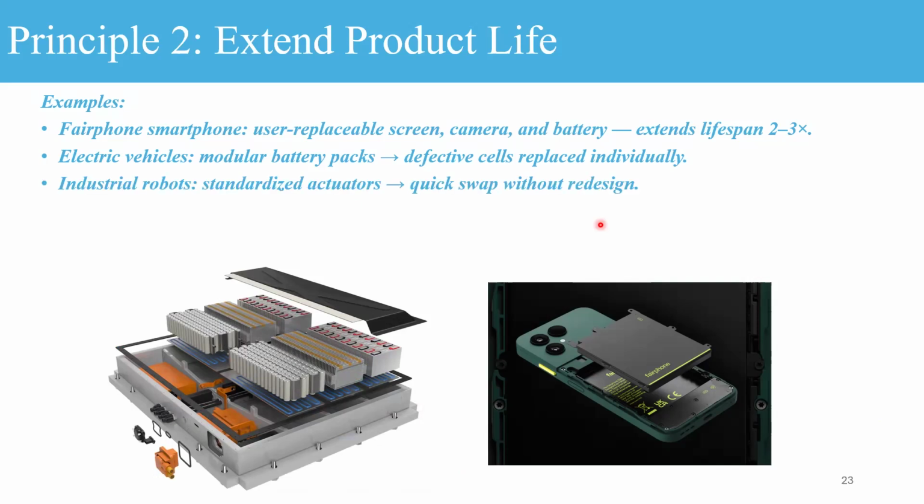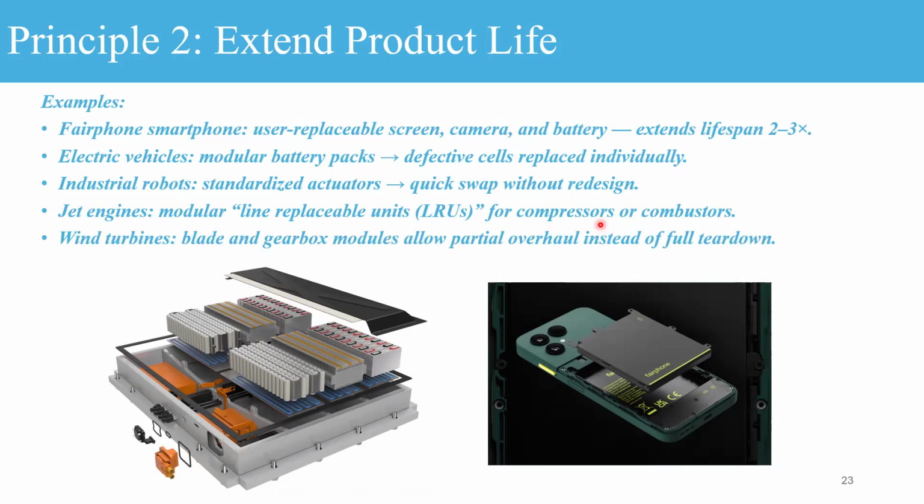In industrial robots, we can use standardized actuators, which allow quick swap without redesign. Similarly, in jet engines, we design modular, replaceable units for compressors and combustors. Similarly, in wind turbines, the blade and gearbox modules allow partial overhaul instead of full teardown. Those are the key strategies for extending the product life.